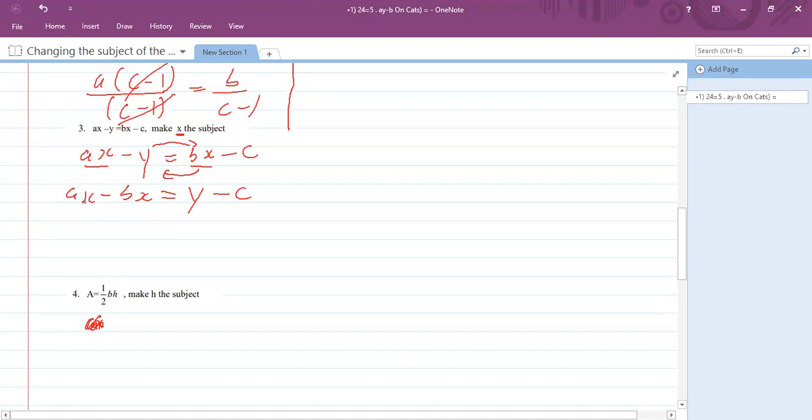What's the common factor between AX and BX? X. So let's say A minus B is equal to Y minus C. I want to make X the subject. How do I make X the subject here?